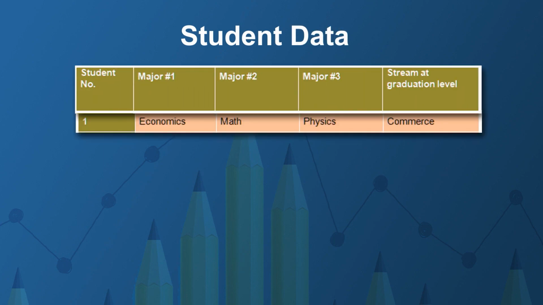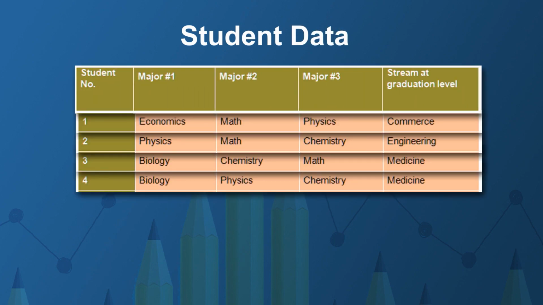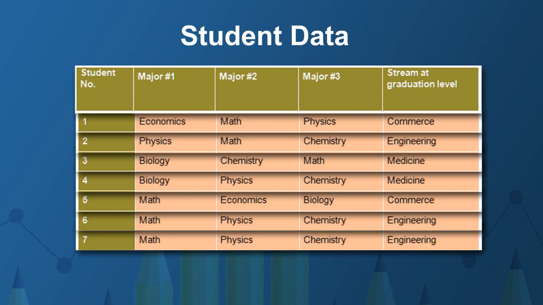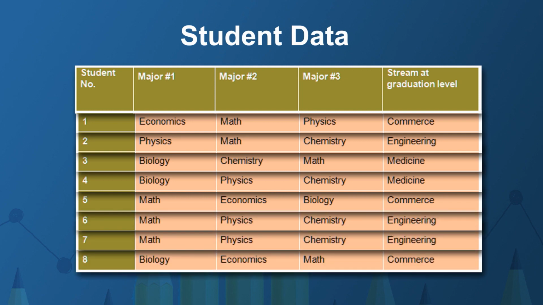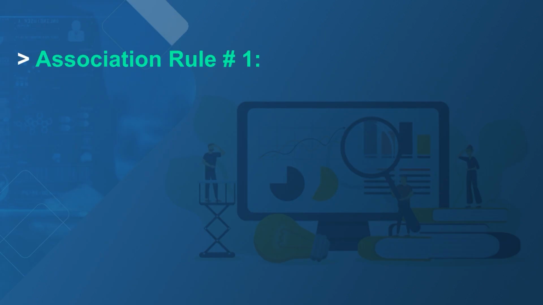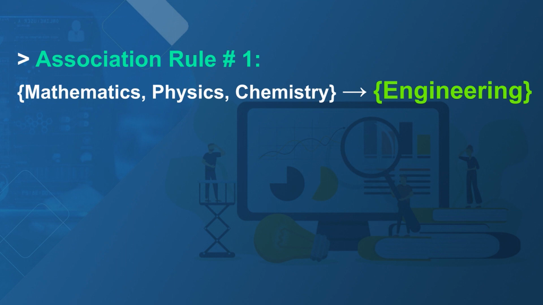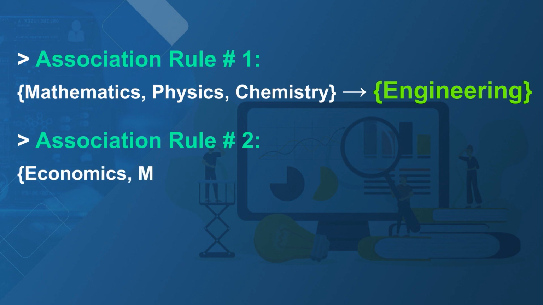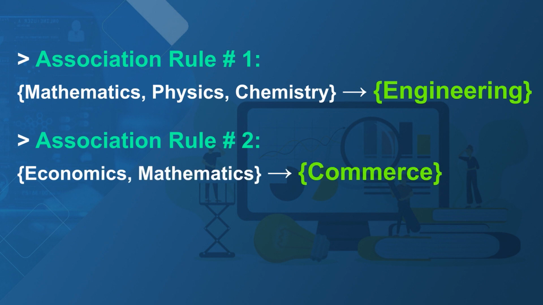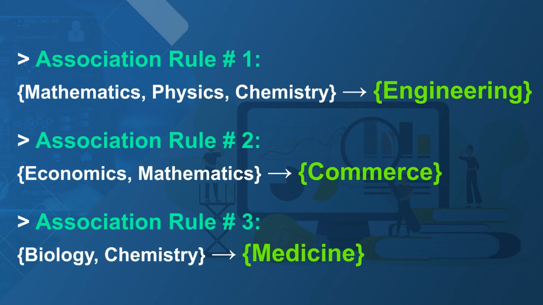Therefore, it is logical to associate the set mathematics, physics, chemistry with engineering, economics, mathematics with commerce, and biology, chemistry with medicine. Symbolically, this can be represented with three association rules, namely association rule number 1, mathematics, physics, chemistry to engineering; association rule number 2, economics, mathematics to commerce; association rule number 3, biology, chemistry to medicine.